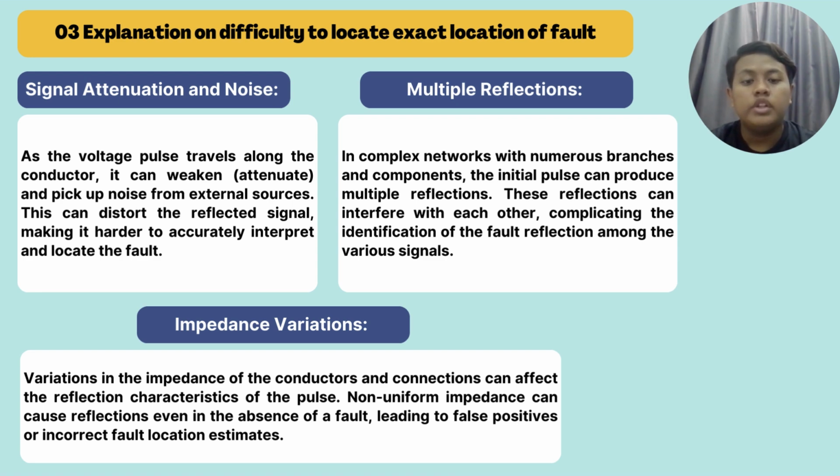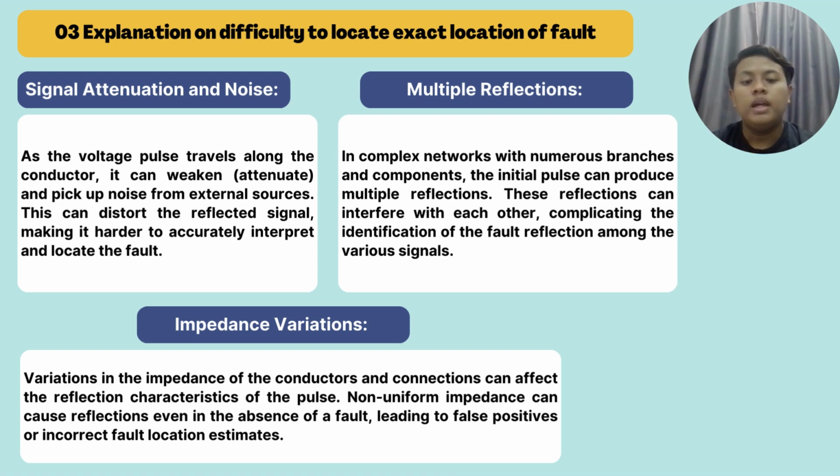Second, multiple reflections. In complex networks with numerous branches and components, the initial pulse can produce multiple reflections. These reflections can interfere with each other, complicating the identification of the fault reflection among the various signals.